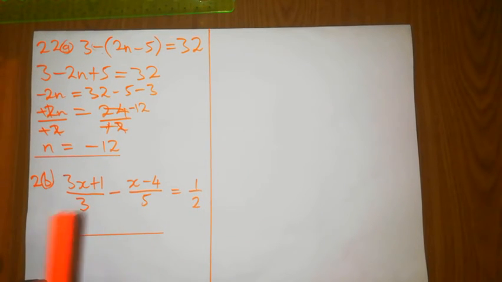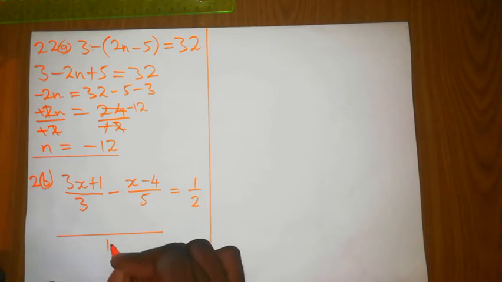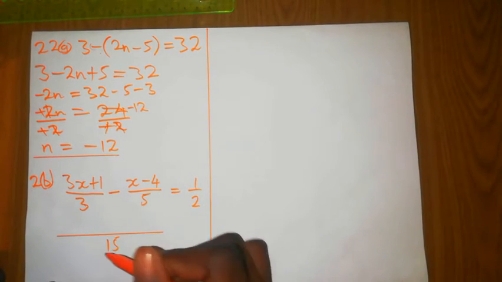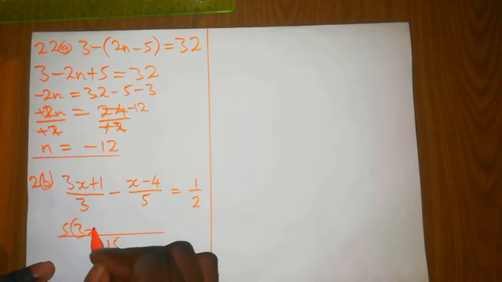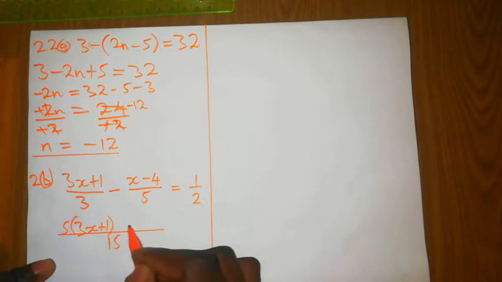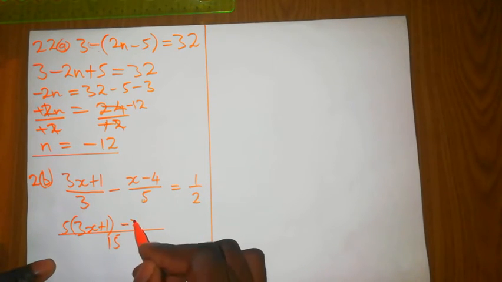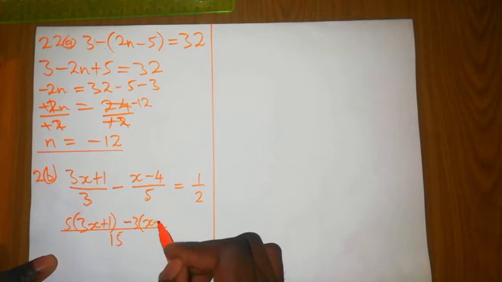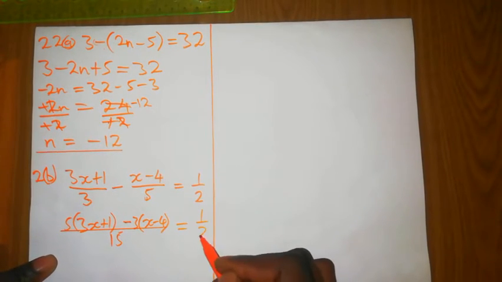Our common denominator is 15 here. So 3 into 15, that's 5, bracket 3x plus 1 close, minus, then 5 into 15, that's a 3, bracket x minus 4, is equal to half.